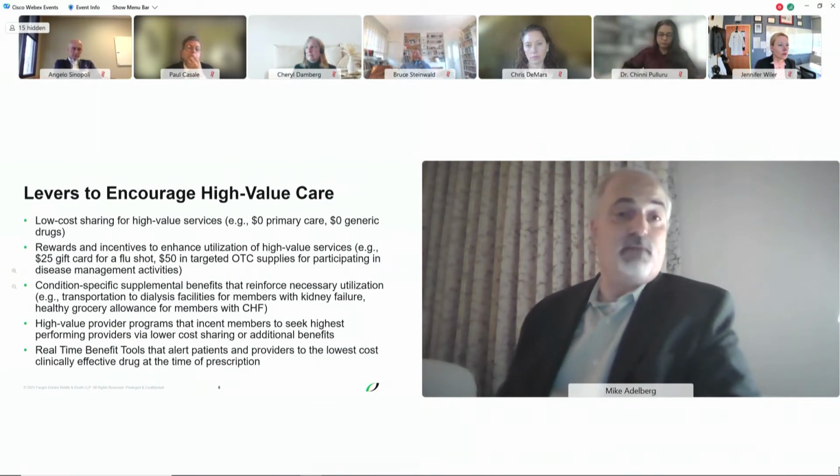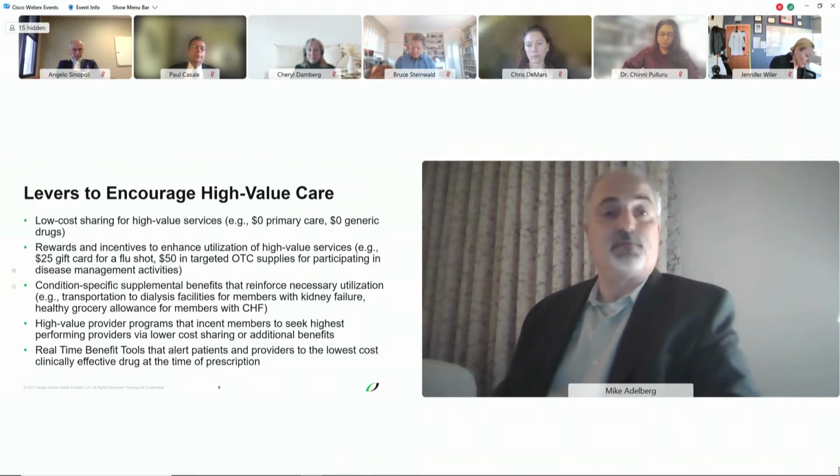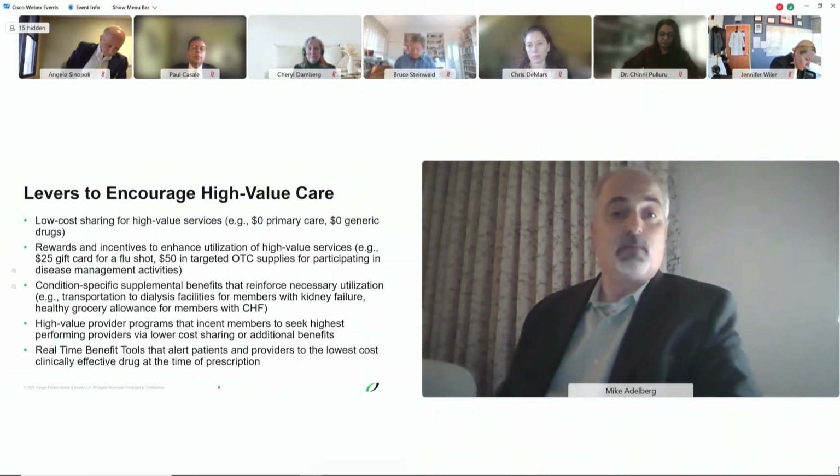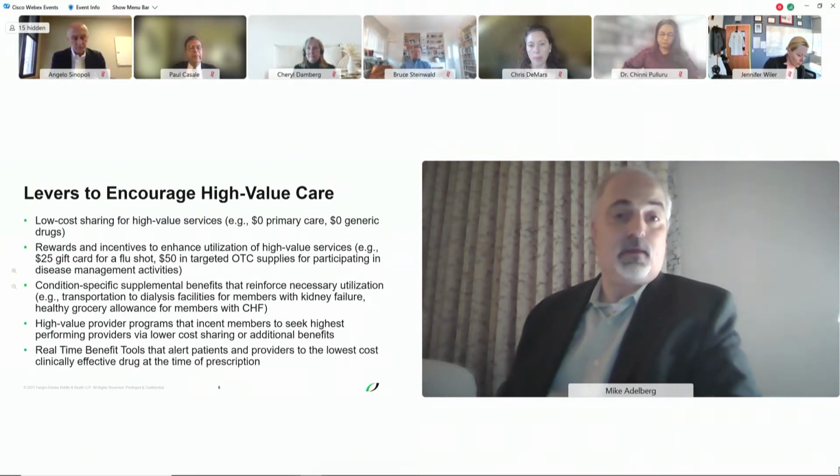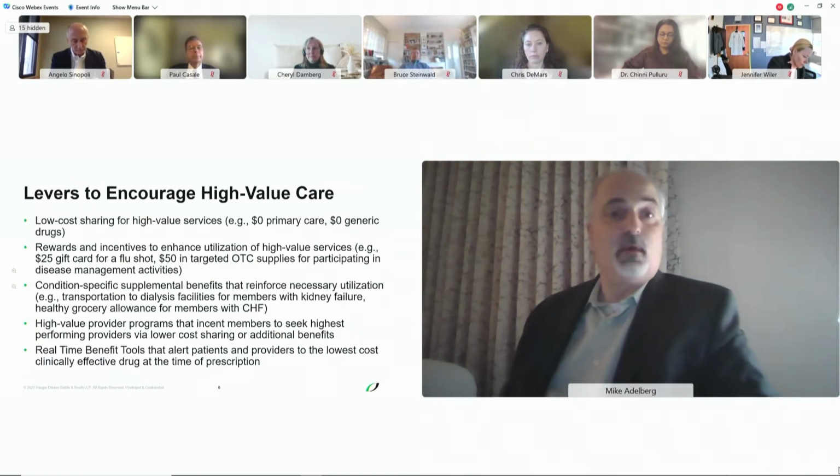Okay, so how can plans encourage high-value care? Certainly, cost sharing is a big piece of that. In recent years, we've seen more and more Medicare Advantage plans make $0 primary care available and make $0 generic drugs available. We're seeing more and more plans experimenting with different types of reward programs, for example, a gift card to get your flu shot, targeted OTC supplies, etc. We're also seeing more condition-specific benefits. The idea here is if you have someone, let's say, with kidney failure who needs to get dialysis 3 times a week, make it easy for them by putting them in a car to get to their dialysis facility. We're also seeing a lot being done with healthy groceries now, again, to help people more successfully manage their chronic conditions.